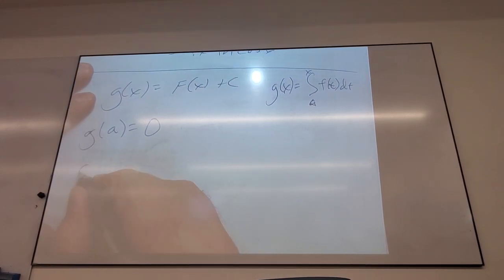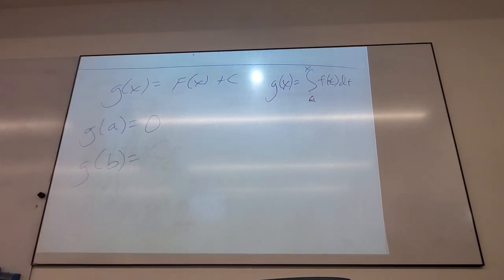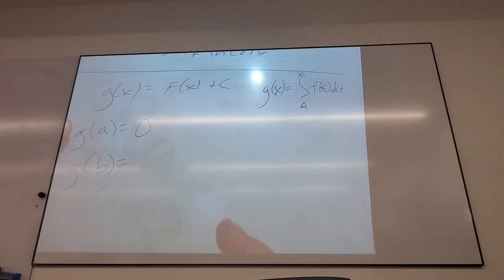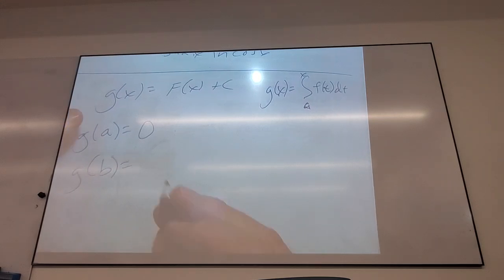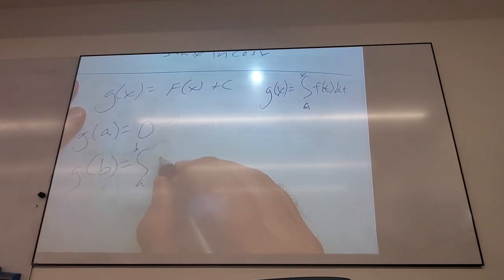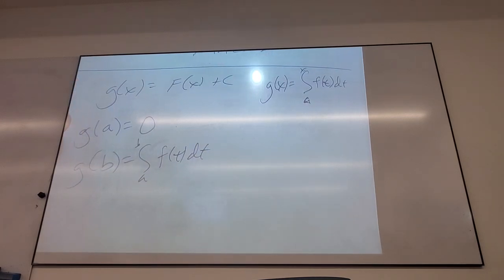What is g of b? It would be the integral from a to b of f of t dt. Yes. Okay.